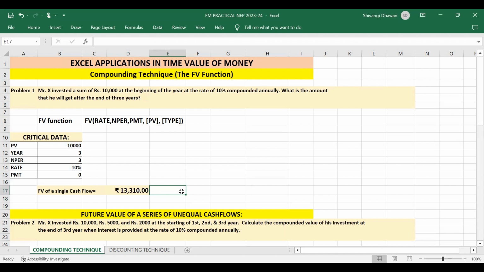So for your sake, I am solving it once again. So is equal to future value, activate the function, rate is 10%, number of periods is 3, PMT is 0, present value minus 10,000, and type is 1 as the payments are made at the beginning of the period, or we have invested a sum of rupees 10,000 at the beginning of the period. So close the bracket and enter, and you will get your answer.